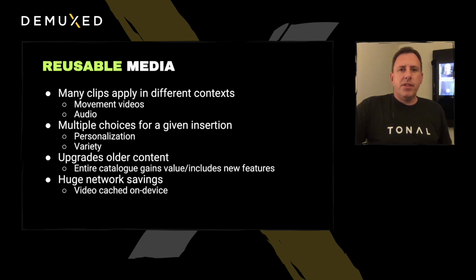We get many benefits from having reusable media along with our dynamic editing. We can select optimal clips for a given context that allows for personalization and variety. When new content is added to our library, much of it will be available for use across all content. This has the effect that the content is upgraded over time, and the entire content catalog gains incremental value. Of course, we can also cache much of this video, which provides huge network savings. This is especially useful for our device that may be installed in garages or basements like mine with spotty Wi-Fi connectivity.